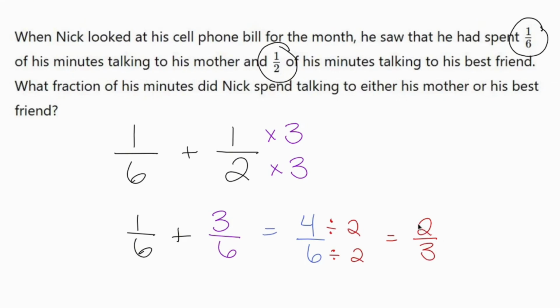However, this is a word problem. We're not done. We need to answer the question, what fraction of his minutes did Nick spend talking to either his mother or his best friend? Well, the fraction is 2/3 of his minutes. So that's how we're going to say it. 2/3 of his minutes. And that's going to be our answer.